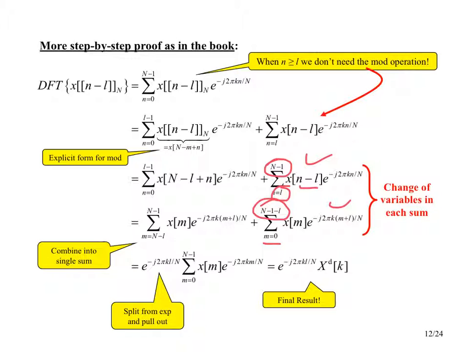Over here, we're going to let m be equal to n minus L plus n. Then we get, when we make those changes, we get this change here, we get this change, and we get a change in the range of our summation. Now, let's clear some of this stuff off.